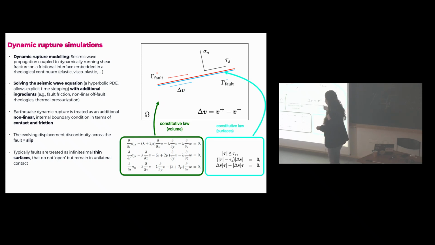And then the evolving displacement along this fault is what we call slip, and we're studying the dynamics of this slip during earthquake rupture. Typically, these faults are treated as infinitesimally thin surfaces. They always stay in contact. They typically do not open, and this is part of the boundary condition that is prescribed here.